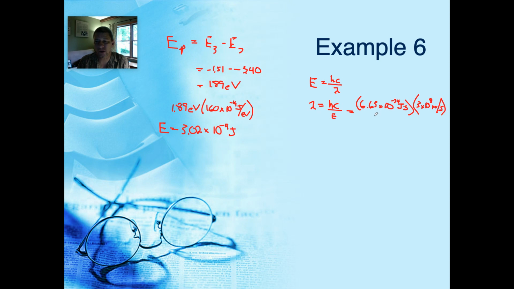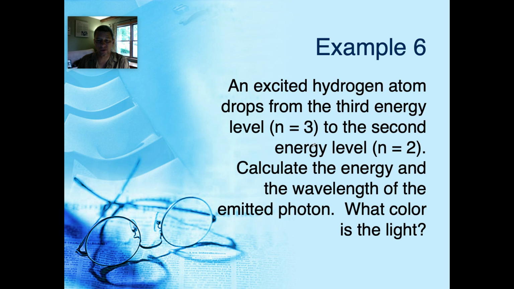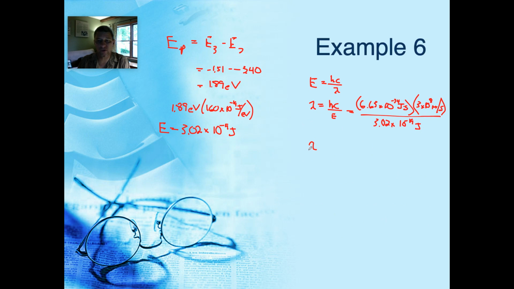All right, so notice the seconds are going to cancel out right away. Divided by, and I'm going to plug in my value of energy in joules here, so 3.0 times 10 to the negative 19th joules goes here. And so the joules are going to cancel out. What am I going to be left with? My units are going to be meters. Does that make sense for a unit of wavelength? You bet your sweet bippy it does. So if you do the arithmetic there, you're going to get 6.58 times 10 to the negative 7th meters.